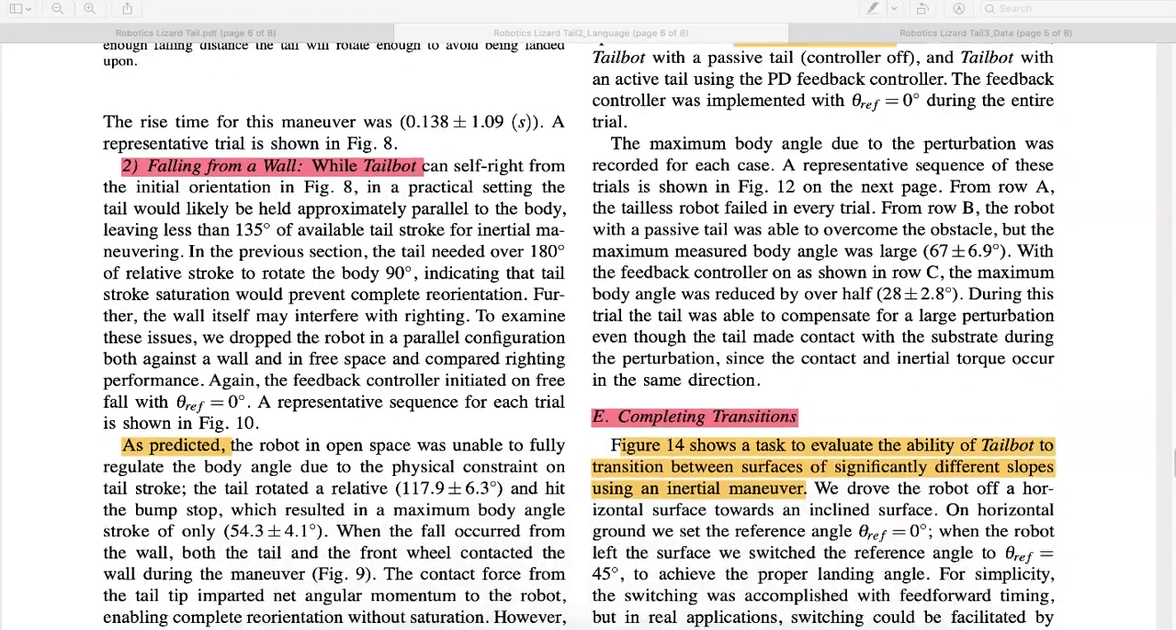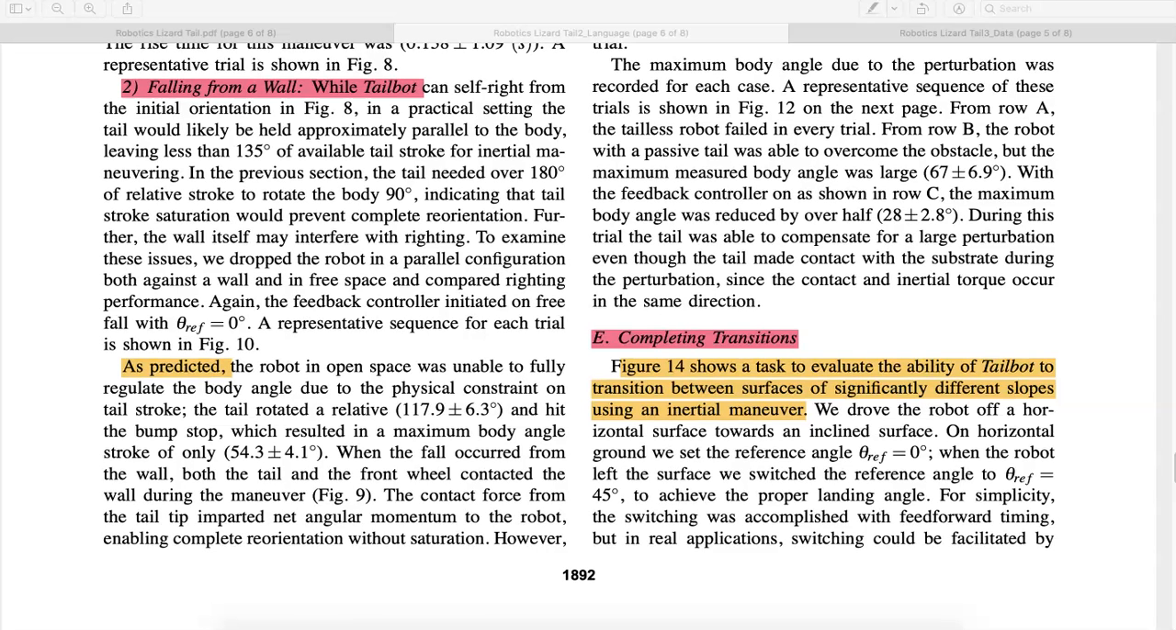And Figure 14 shows a task to evaluate the ability of Tailbot to transition between surfaces of significantly different slopes using an inertial maneuver. In each of these examples, the researchers are explicitly letting their readers know which aspect of Tailbot's performance they're evaluating with each experiment. They also justify their choice of specific falling procedures in their experiment and ultimately offer results that both comment and report on how their design performed.